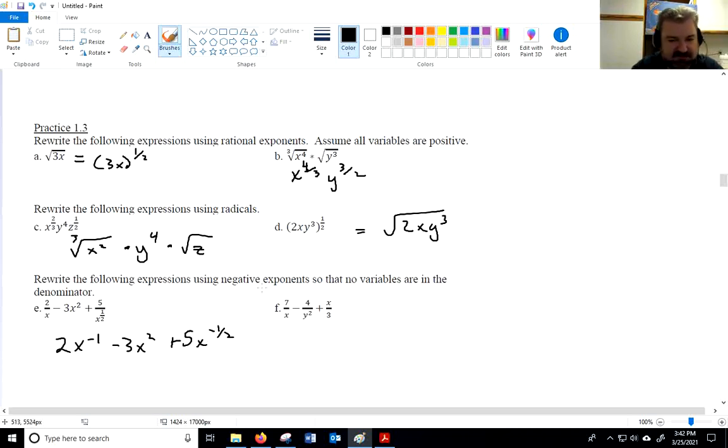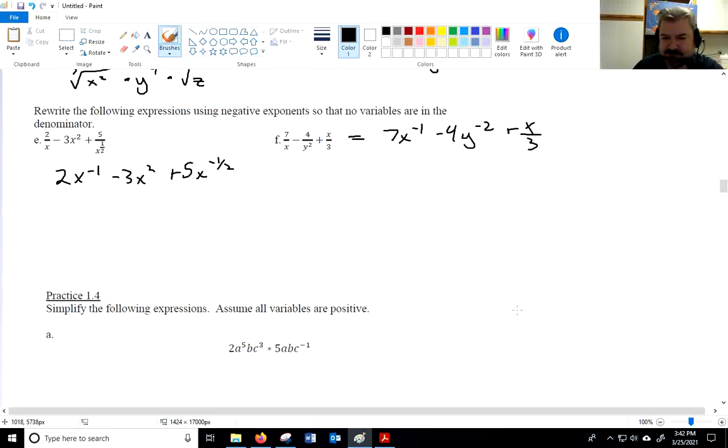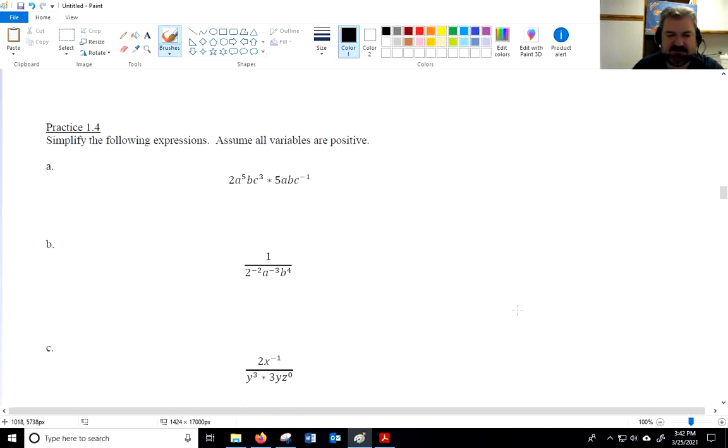So you may feel like this is going against the simplifying we've been doing, but it's important to be able to go both ways. All right, let's try the next one. That would be 7x to the negative 1 minus 4y to the negative 2 plus x over 3. All right, practice 1.4. I want you to simplify each of these, and then we will go over them.